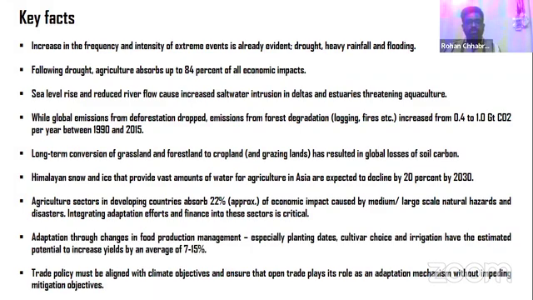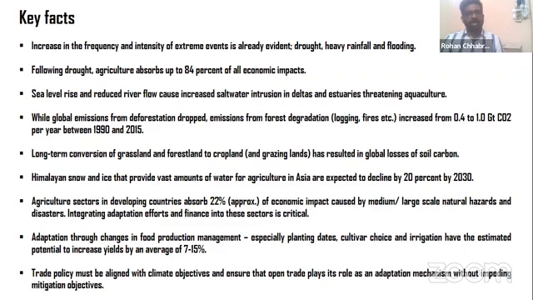We need to consider a few key facts. So, we need to understand that there is an increase in frequency and intensity of extreme events, and it is already evident that there are extreme events happening all across the globe. There are droughts, heavy rainfalls, and flooding. Now, following with drought, agriculture absorbs up to 84% of all economic impact. Agriculture is one sector which is highly impacted due to adverse climatic changes.